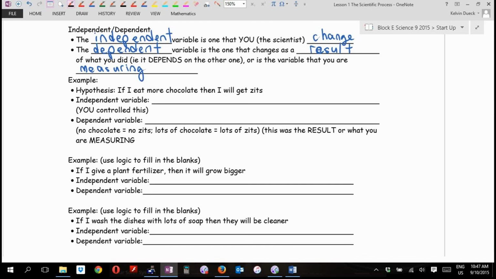Coming full circle to Kevin. Kevin, was it? Because I think you were the one, someone said zits or acne or something like it. If I eat more chocolate, then I will get zits. What's the independent, what's the one that you can control? How much chocolate do you eat? Although between you and me, I can rarely control the amount of chocolate that I eat. If it's there, it's getting eaten.